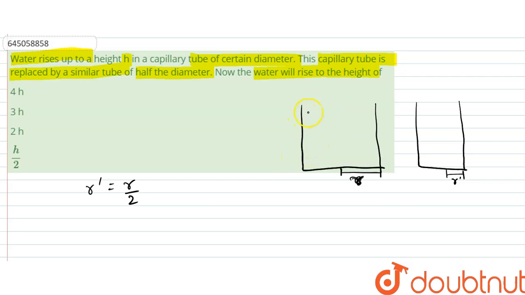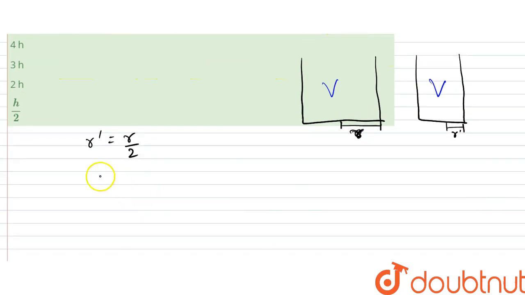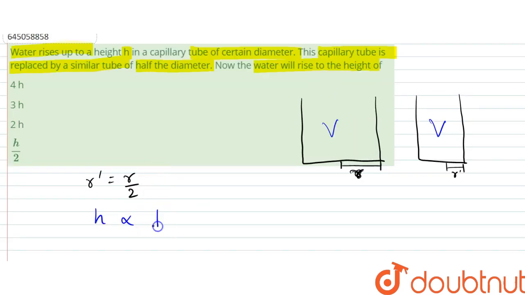Since the volume of water is the same in both the containers, the height would be directly dependent on the area or the radius, we can say. So h is inversely proportional to radius. Why? Because the height would be this much in this case, but as soon as the area is decreased, the height would increase, right?